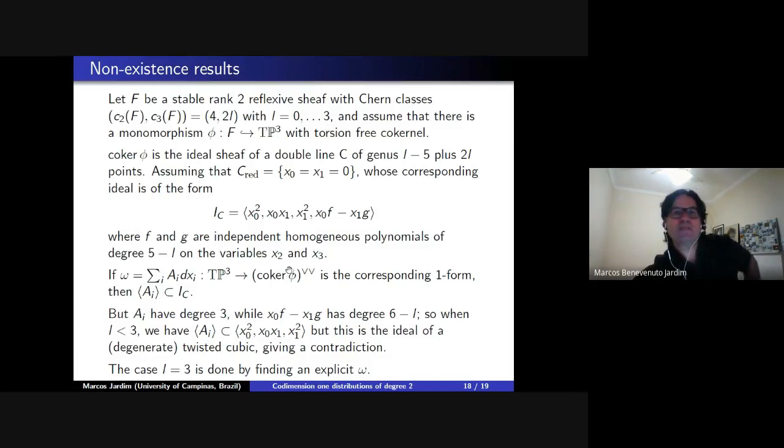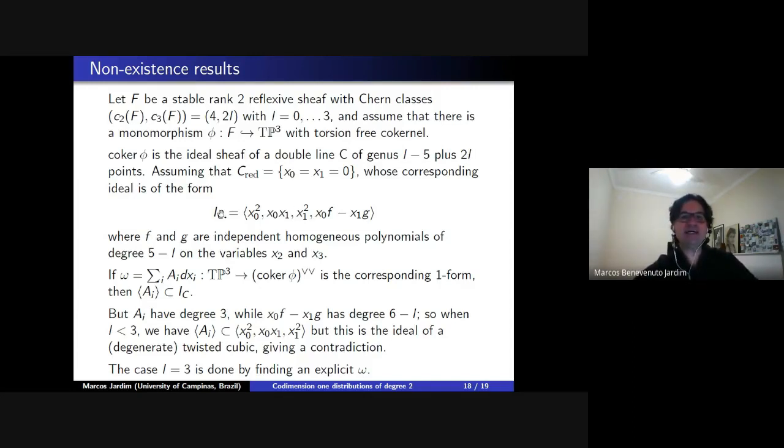So if you take a stable reflexive sheaf with these invariants, so second chain class is 4 and the third chain class is L. Remember, as I told you, there's not a lot of literature about these sheaves. And assume, so I do some non-existence results by contradiction, right? So suppose you have a monomorphism with a torsion-free cokernel. The cokernel would be the ideal sheaf of a double line with this genus, plus a bunch of points.